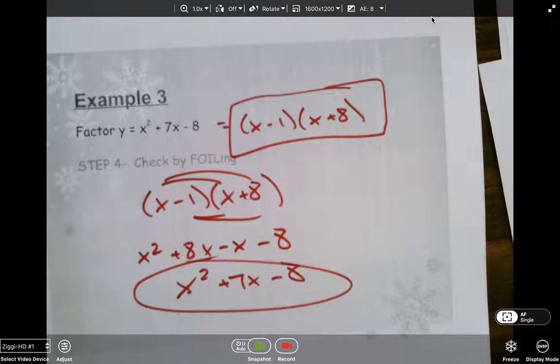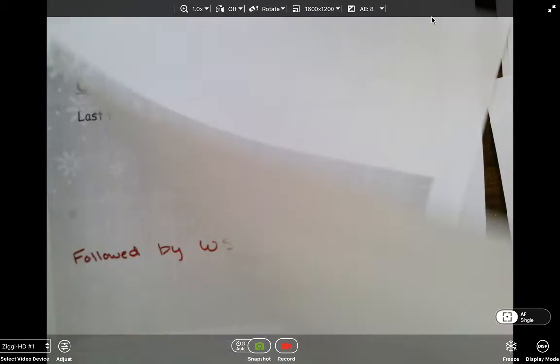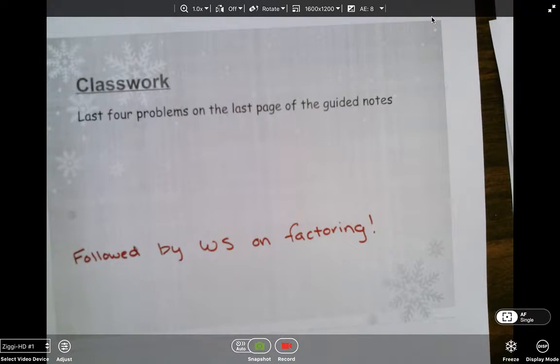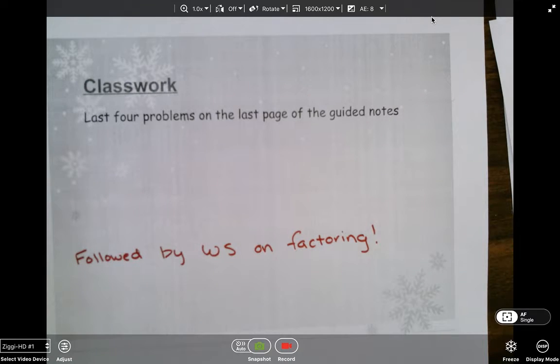Again, it's the same process every single time when you do this. Identify the GCF. Next, you're going to use your x method. Then you're going to actually write out the two binomials, and then you check. Okay? Now, the last 4 problems I want you guys to try, and then we're going to end up going through and completing a worksheet on factoring.